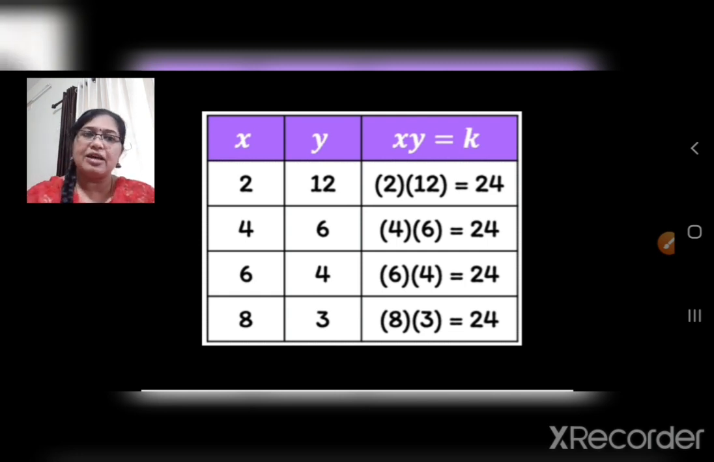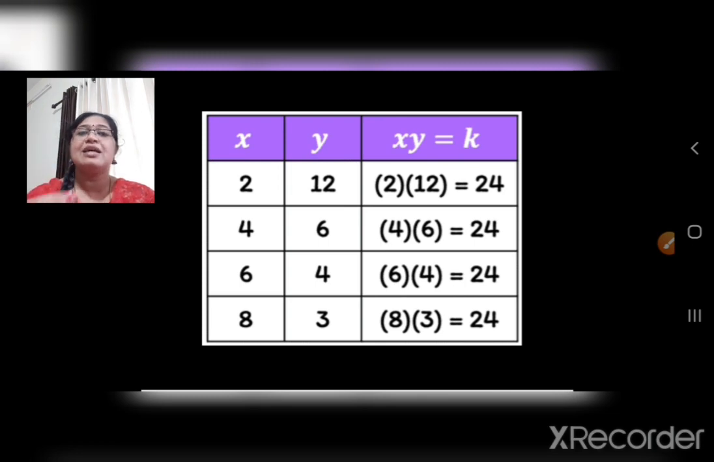So let us see the constant. 2 and 12, when you multiply, you get 24. 4 and 6, again 24. 6 and 4, again 24. 8 and 3, again 24. You are getting a constant value. Here x into y is equal to a constant. This is inverse proportion.